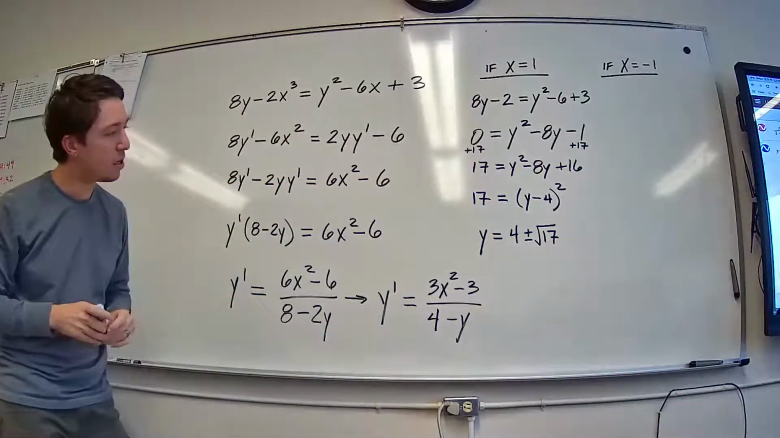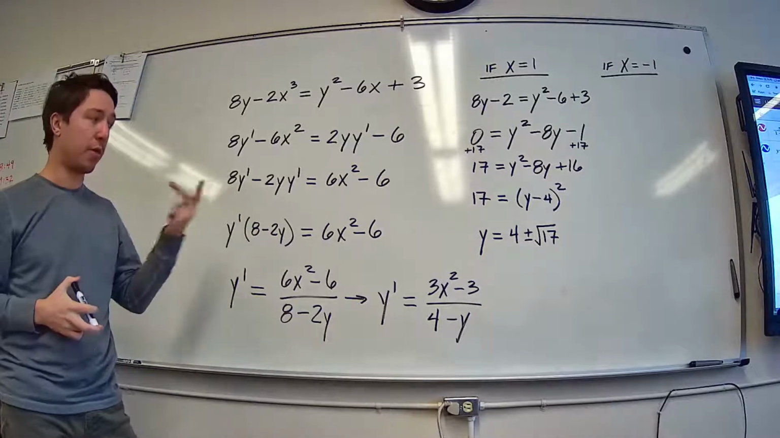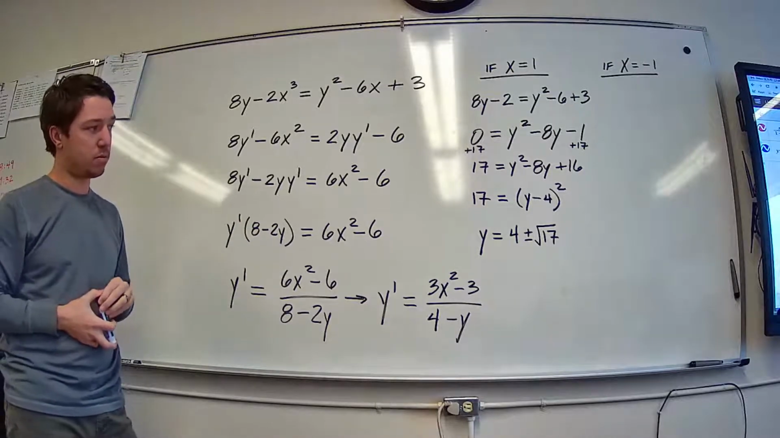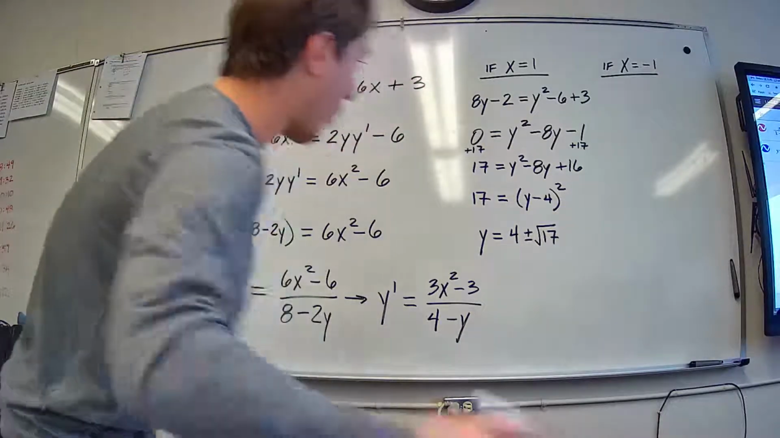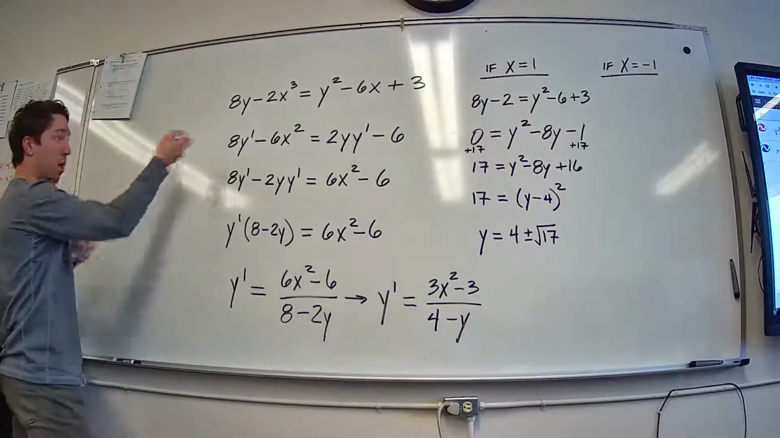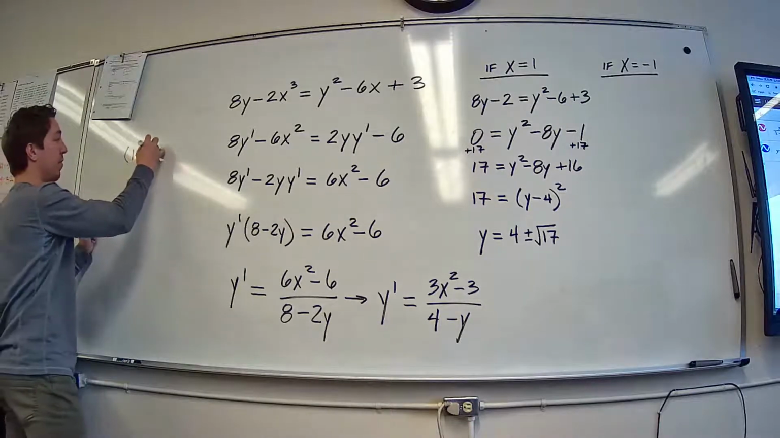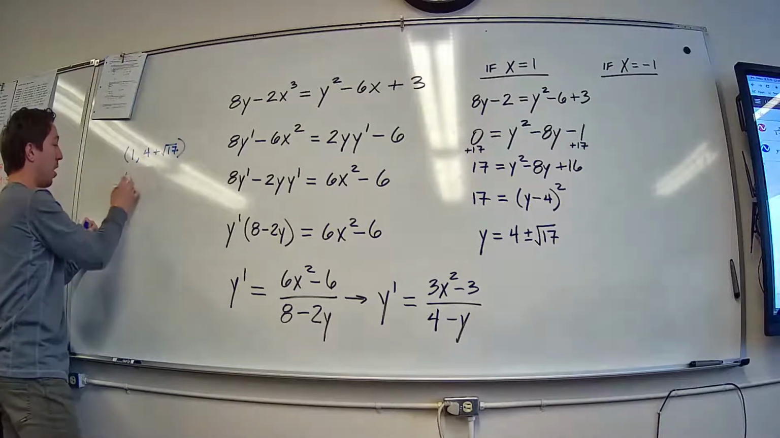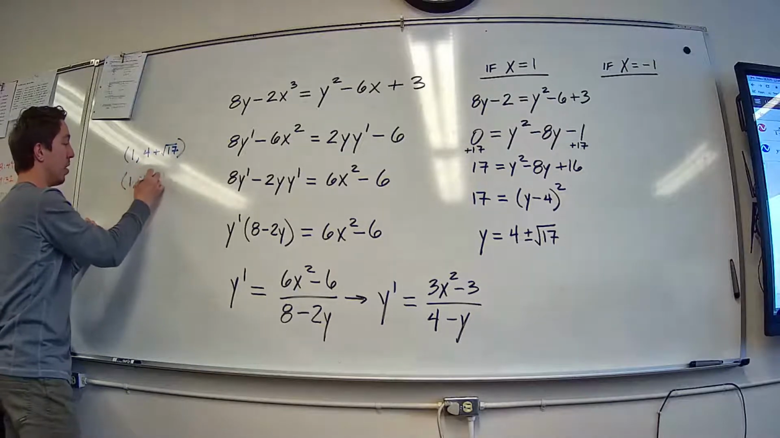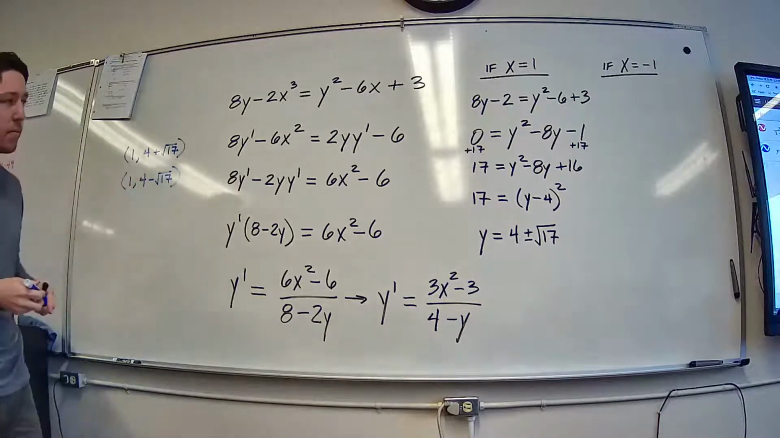So your y values are 4 plus root 17 and 4 minus root 17. Those are the two y values. So if I'm writing my final list of points over here, one of them is x value of 1, y value of 4 plus root 17. Another one is 1, 4 minus root 17.